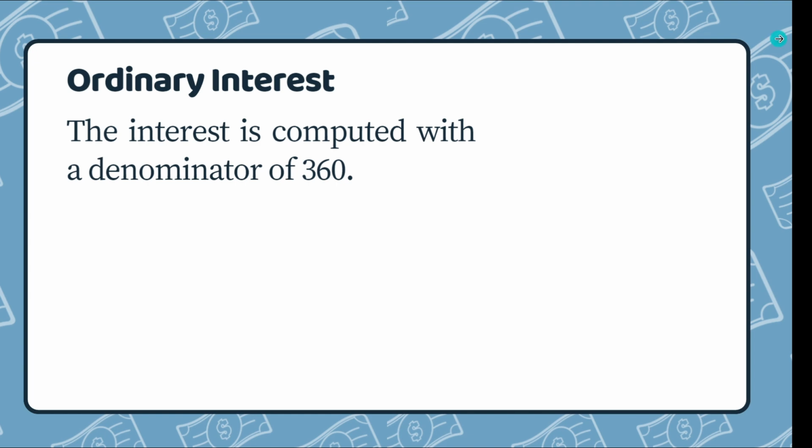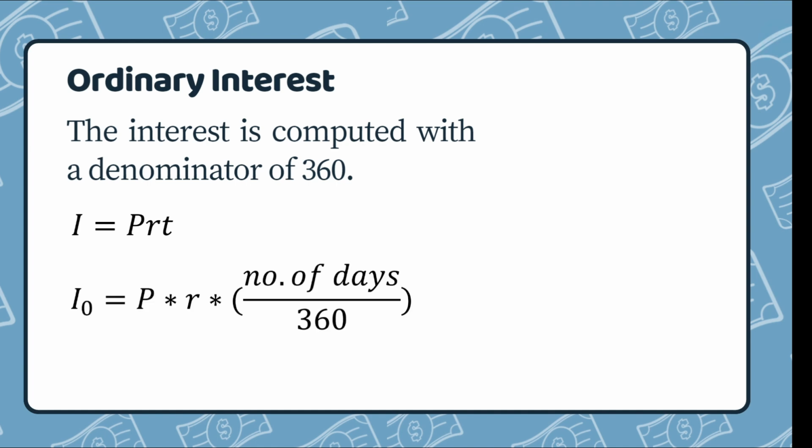The formula for simple interest is the product of the principal amount, the rate, and the time. For ordinary interest, the formula becomes I_O equals P times R times number of days over 360, where I_O stands for ordinary interest, P is the principal amount, R is the rate, and number of days over 360 is our time.